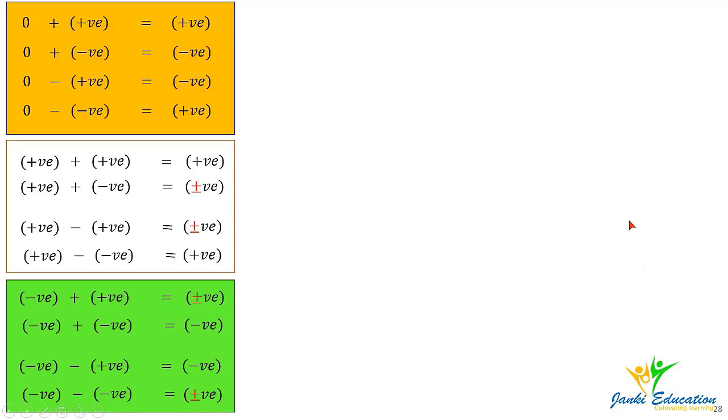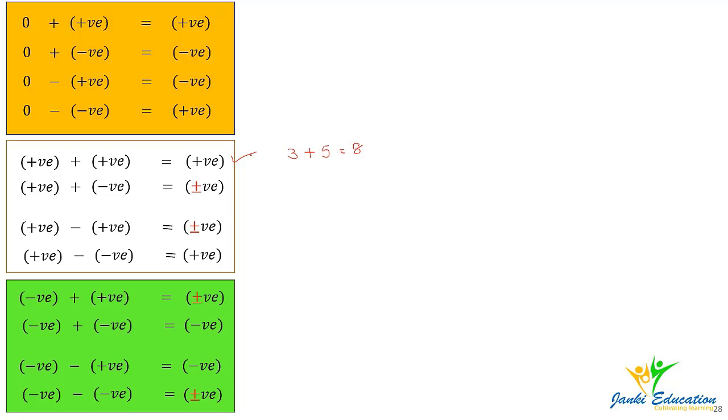Now, taking this next example, positive plus positive is equal to positive. So here 3 is positive, plus 5 is also positive, and the answer we get is 8, which is also positive. Irrespective of the numbers, smaller plus bigger or bigger plus smaller, whatever you do, since both are positive, your answer is positive.